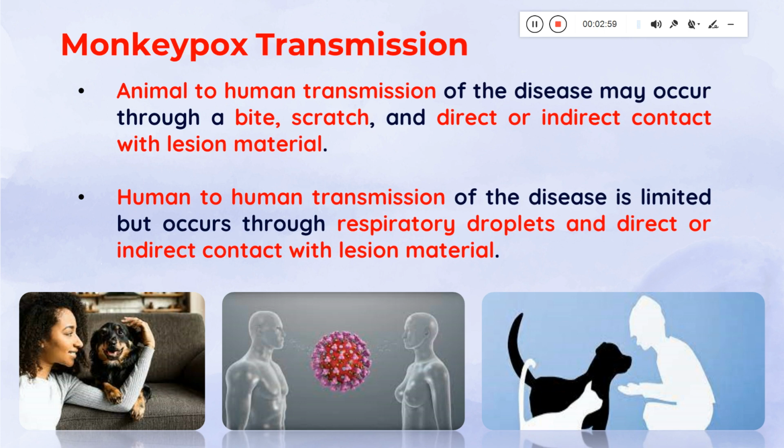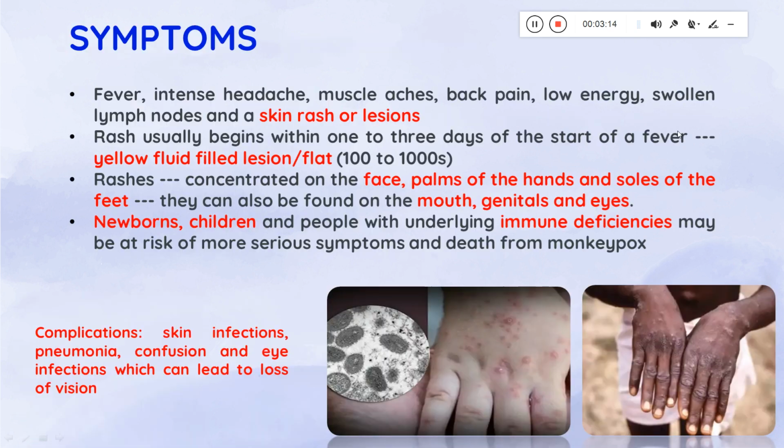And indirectly through respiratory droplets, everyone knows this now. That is why we have the regulations for COVID. We have already used all that. So respiratory droplets can also contain the virus, and that can also lead to the spread of monkeypox.